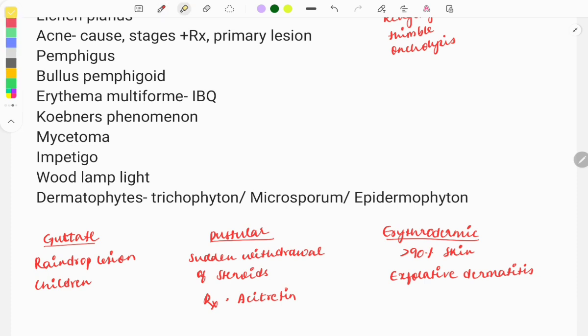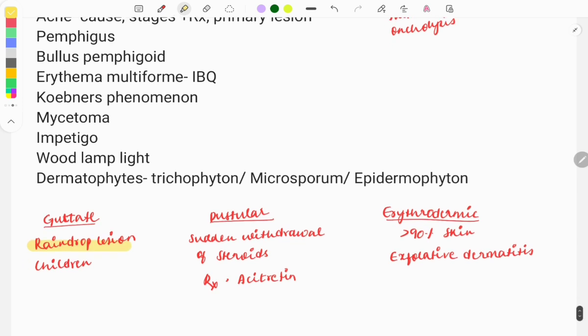The lesion seen in guttate is the raindrop-like lesion, and usually seen in children, and there is a history of post-streptococcal pharyngitis. Okay, then the next type, the pustular, multiple pustule-like lesions are seen like this everywhere, and it is due to the sudden withdrawal of steroid. And for the treatment, we will be using acitretin.